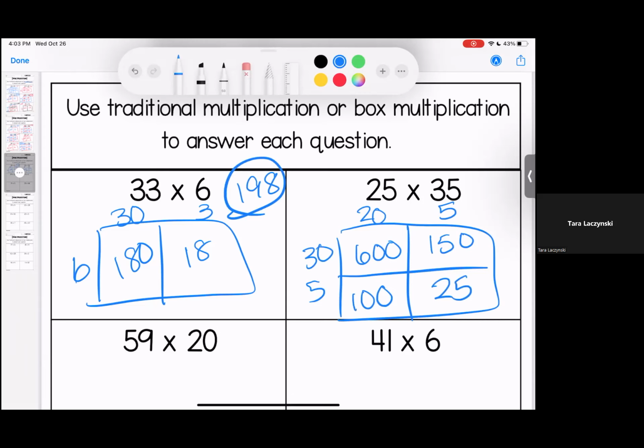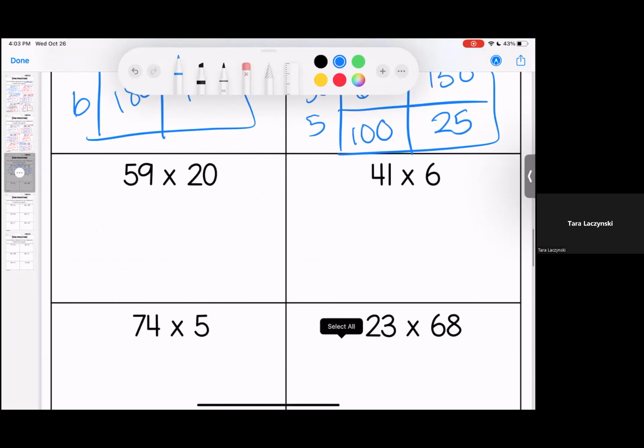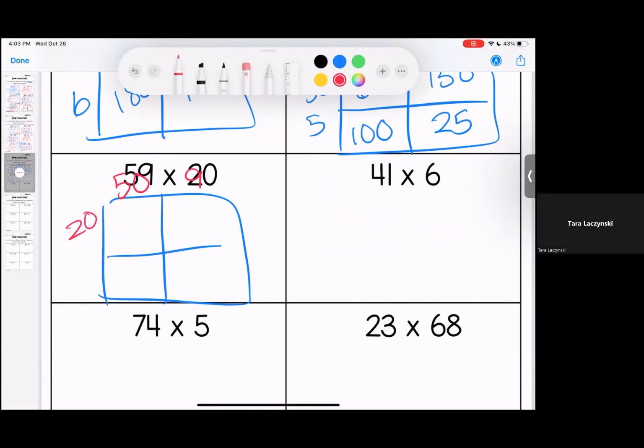5 times 5 is 25. If we add up all of our pieces, we have 875. Here's another one where we're going to have a box of zeros. It's still important, though, for your practice to set it up.